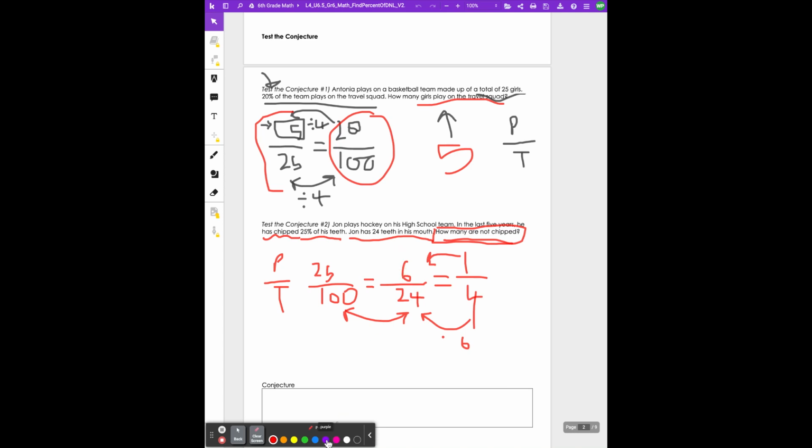But the question that we're supposed to answer is how many are not chipped? Well, if John has a total of 24 teeth, and if 6 of them are chipped, what does that give us? That gives us that John has 18 teeth that are not chipped. So the number of teeth that are not chipped would be 18.